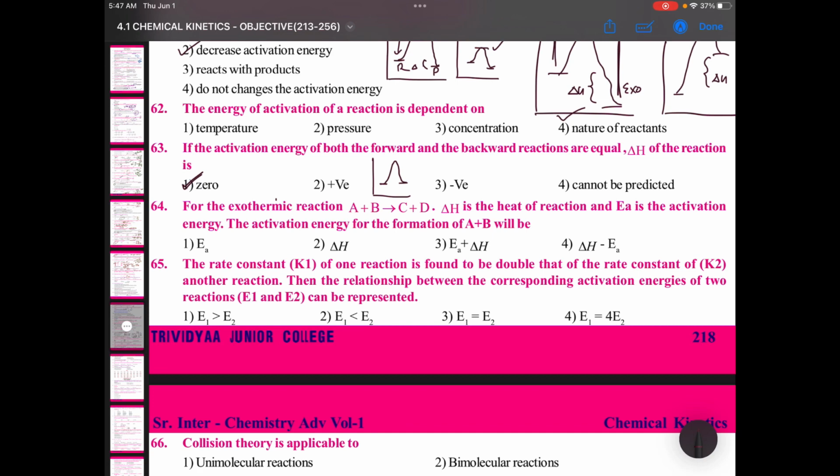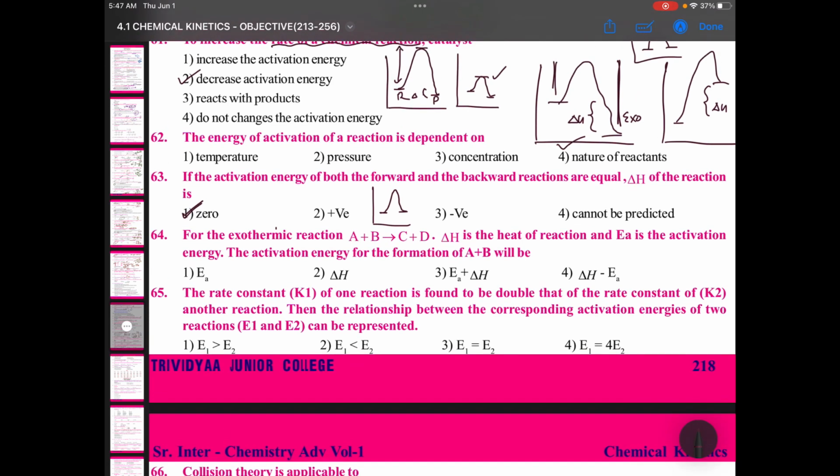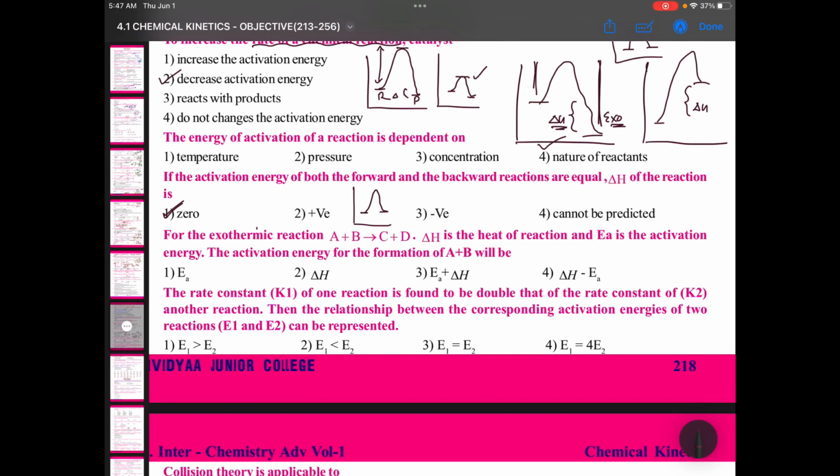For the exothermic reaction, A plus B gives rise to C plus D. See this one, exothermic reaction. Delta H is the heat of reaction, this is delta H. And EA is the activation energy, this is the EA, activation energy. Then the activation energy for the formation of A plus B, means he is asking for the backward reaction. So this is the backward reaction. For the backward reaction, that is nothing but EA plus delta H. This part is EA, this part is delta H. So this part is going to be EA and delta H.